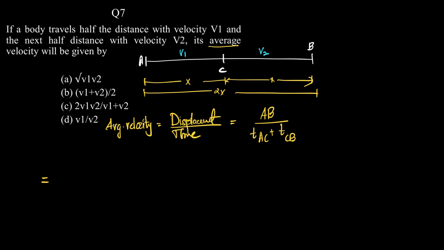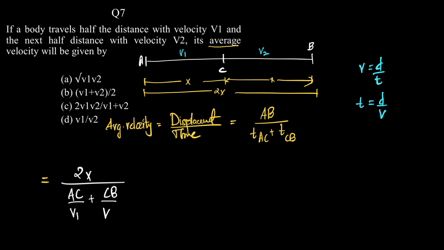Now, what is time taken? What is displacement AB? AB is 2x. What is time taken to cover AC? See, velocity is displacement by time. So what is time? Time will be equal to displacement upon velocity. In which case, time taken to cover AC would be the displacement AC upon V1 plus time taken to cover CB will be displacement CB upon the velocity, that is V2, which further means 2x the whole upon, AC upon V1 will now become x upon V1. Why? Because we know that AC is equal to x, plus we'll have x upon V2.